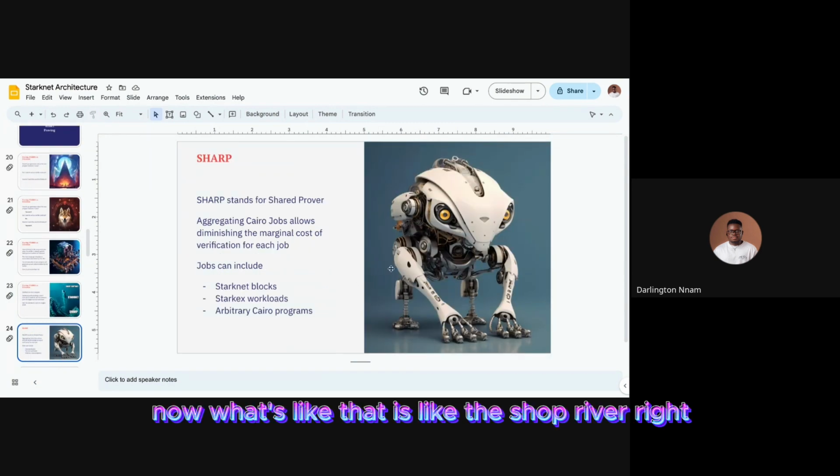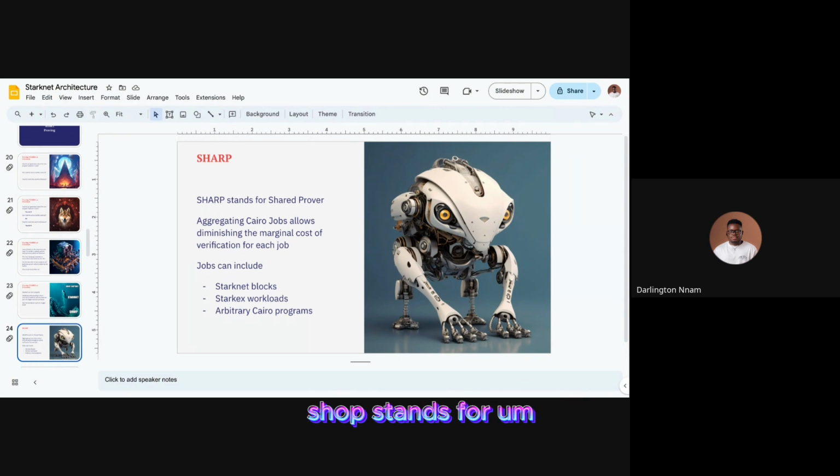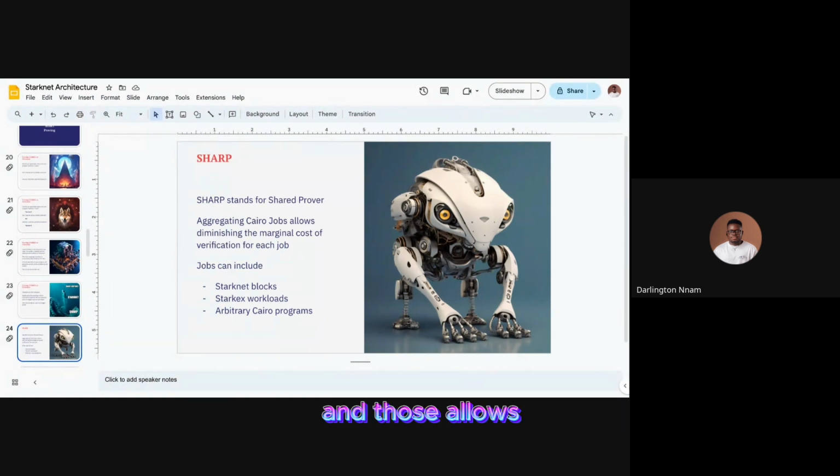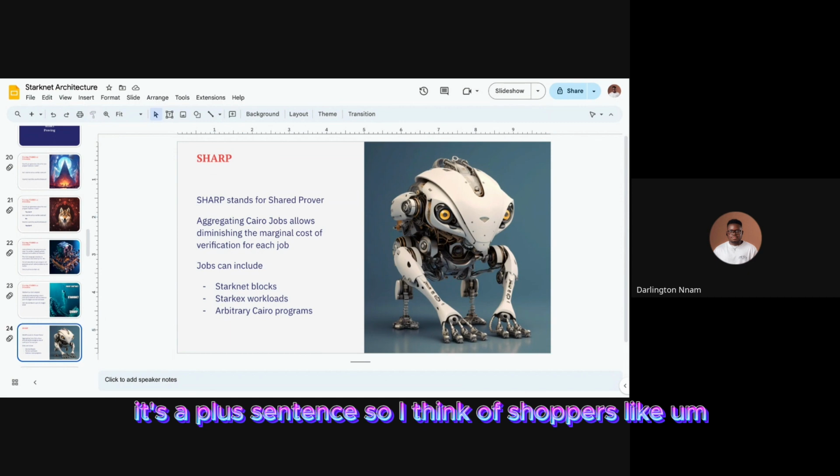So now what exactly is the Sharp prover? Sharp stands for shared prover. I just realized saying Sharp prover is probably a tautology, because it's more or less saying shared prover. But Sharp is responsible for aggregating Cairo jobs, and thus allows diminishing the marginal cost of verification for a job. Now let me try to break this down in simpler sentences.